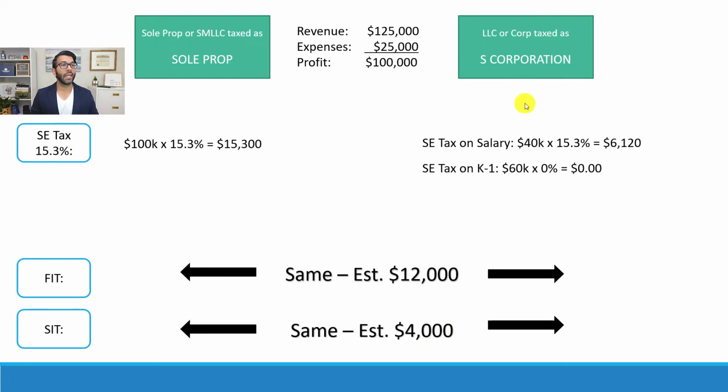So the main thing that I want to transition to now is, what could be some tax benefits you could get if you elect to have your LLC taxed as an S corporation.